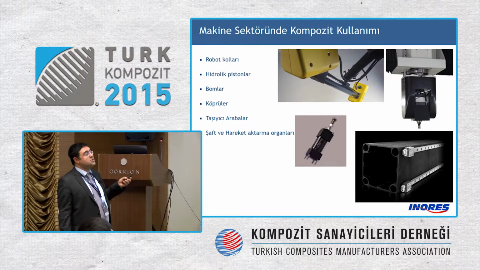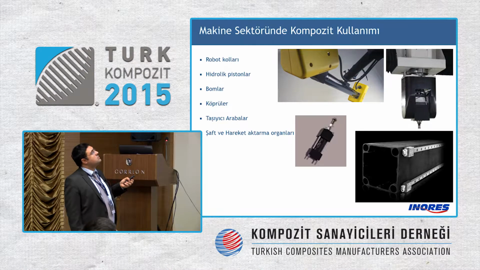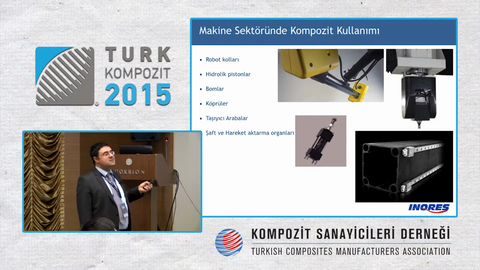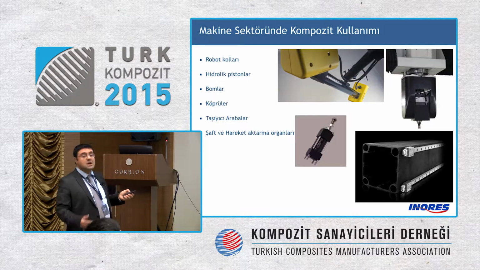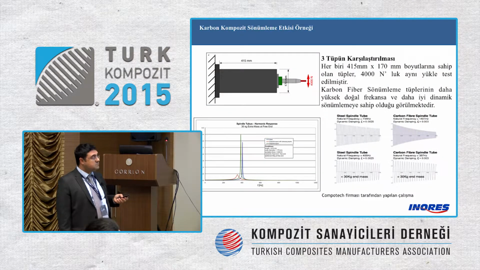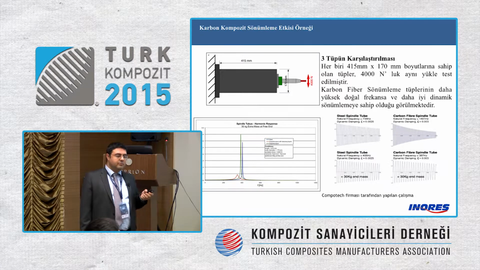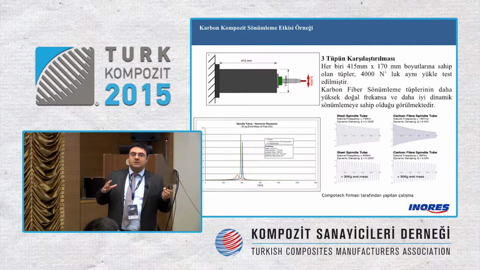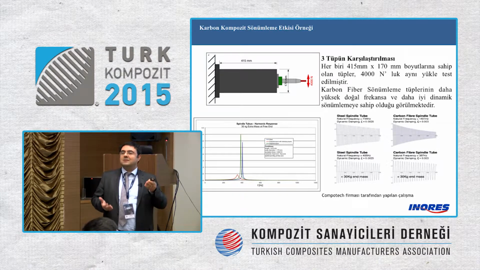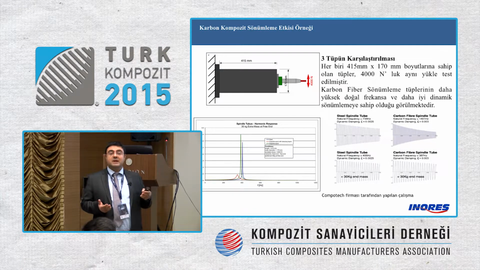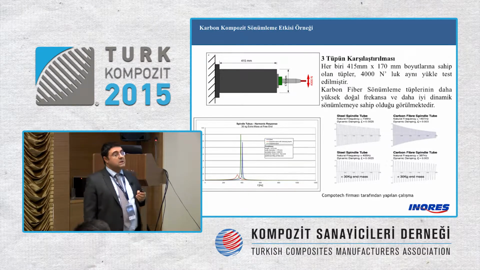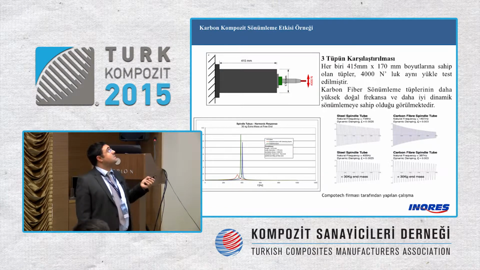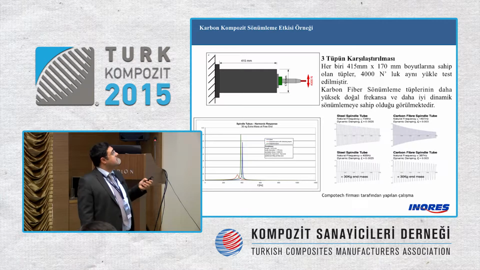In the machinery sector, there are lots of applications. The robot arms, for instance, the robot producers try to achieve lighter products, hydraulic pistons, pumps, and bridges, carrier cars, shafts, and movement transmission organs will be the usage areas. Here, there is an issue. The static material will have static load, or in time the change will be minimum. But when it's a machinery sector, when it's a moving part, the load differs and the load increases in time. Of course, this leads to absorption, which is a very important issue.